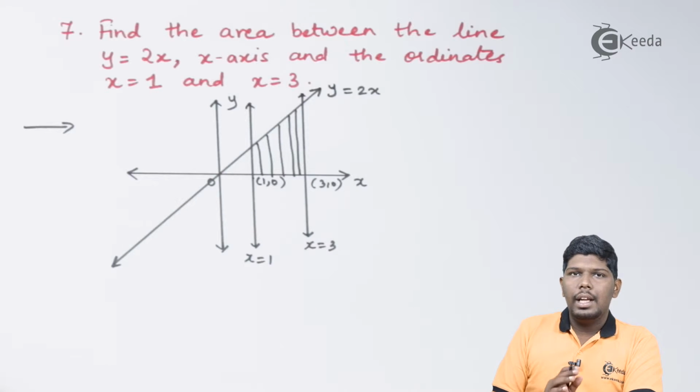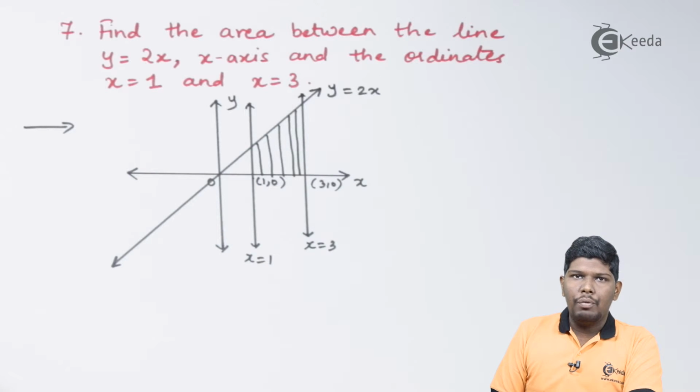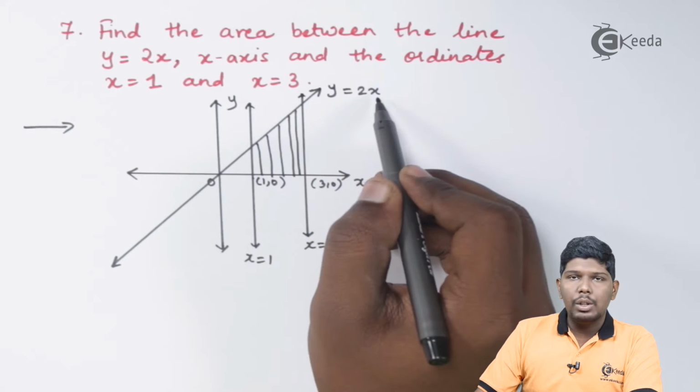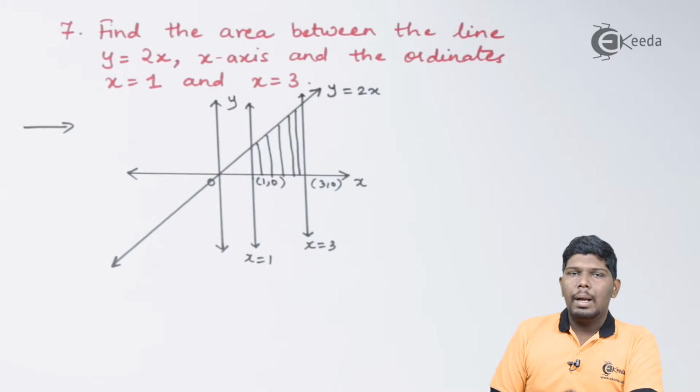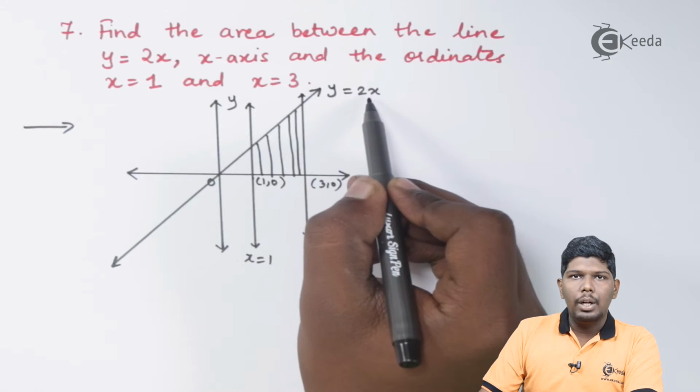As you can see, the area is under the curve with respect to x-axis. Therefore, the formula that we are going to use is integral y dx. For that, the limits of x will be x is equal to 1 to x is equal to 3, and the value of y will be from the given curve through which the area is forming. As you can see, this area is formed under the line y is equal to 2x. Therefore, we can pick the value of y from this equation. So the value of y will be 2x.